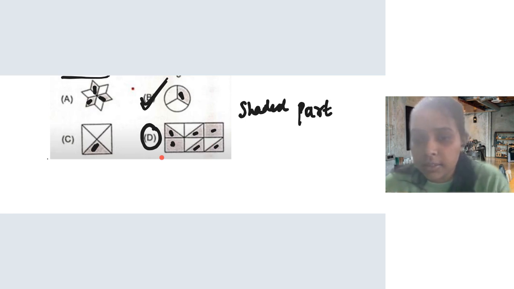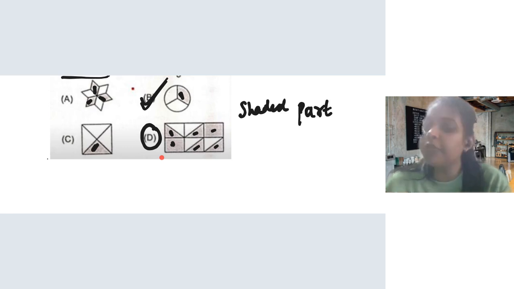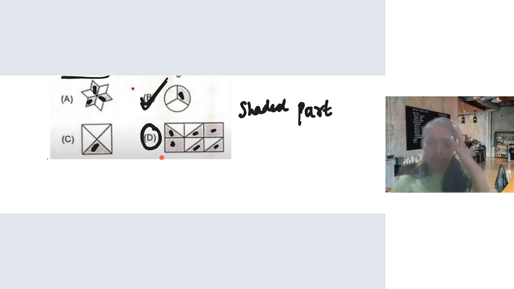Ma'am, there are half triangles and half squares in this. So if we combine the half squares, we get one square. There are 4 half squares equaling 2 whole squares, and then 4 upon 6. If we simplify it by 2, we get 2 upon 3. Okay, very good.